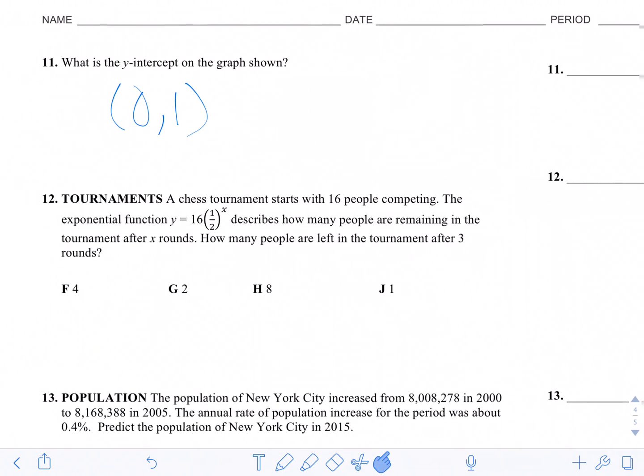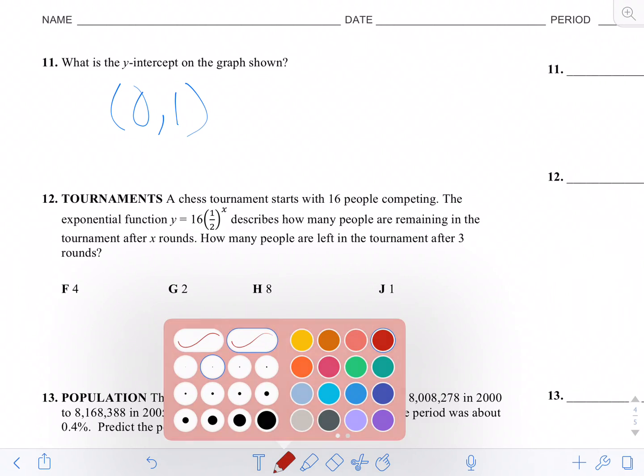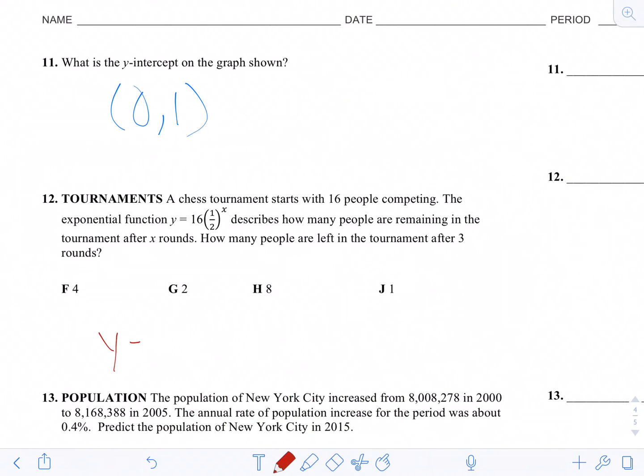Okay. Next one, it says a chess tournament starts with 16 people competing. The exponential function y equals 16 times 1/2 to the power of x describes how many people are remaining in the tournament after x rounds. How many people are left in the tournament after 3 rounds? So all you have to do here, y equals 16 times 1/2 to the power of x, where x is going to equal 3 because you have 3 rounds. So to the third power, just type it in the calculator: 16 parentheses 1 divided by 2, caret 3, hit enter, and you will have 2 people left after this.